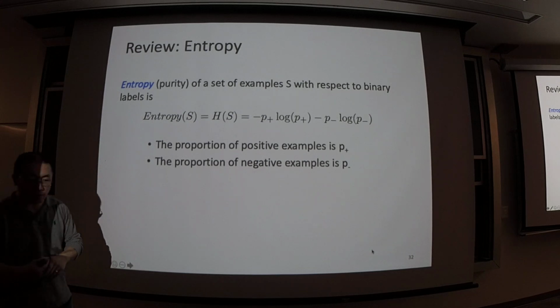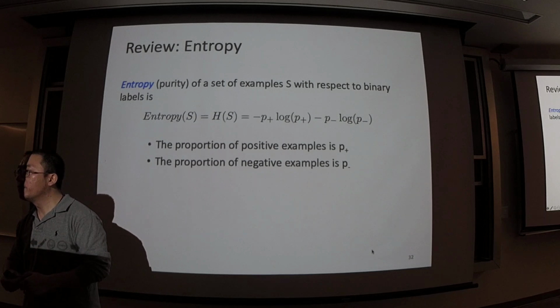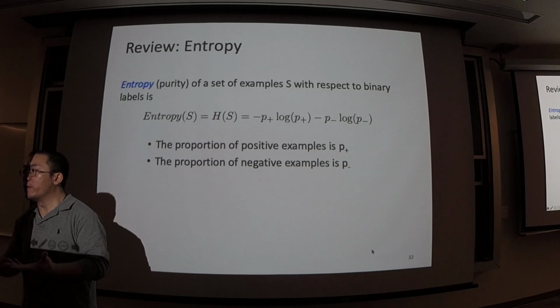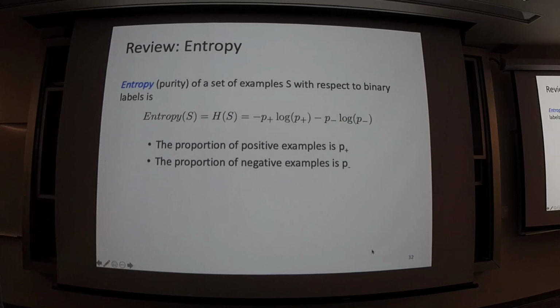On the other hand, if your examples are half positive, half negative, and you randomly pick one, how uncertain are you about that example? You are most uncertain. I can't even know which label has more chance. That means I have the largest uncertainty. At the same time, my purity is the worst because it's half-half mixed. So we use entropy to indicate the purity. The larger the entropy, the smaller the purity.